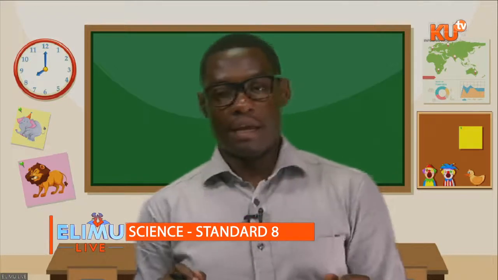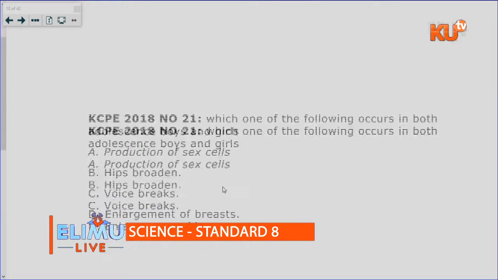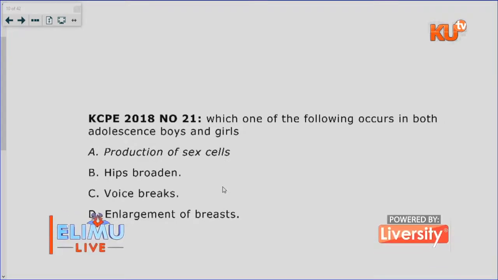In that area, there is a question in KCPE that I want us to look at. As I've said, I am teaching as I revise. So I'm going to look at 2018, number 21. Which one of the following occurs in both boys and girls? This one has to take place in both of them. We have production of sex cells, hips broaden, voice breaks, enlargement of breasts. Let's look at them.